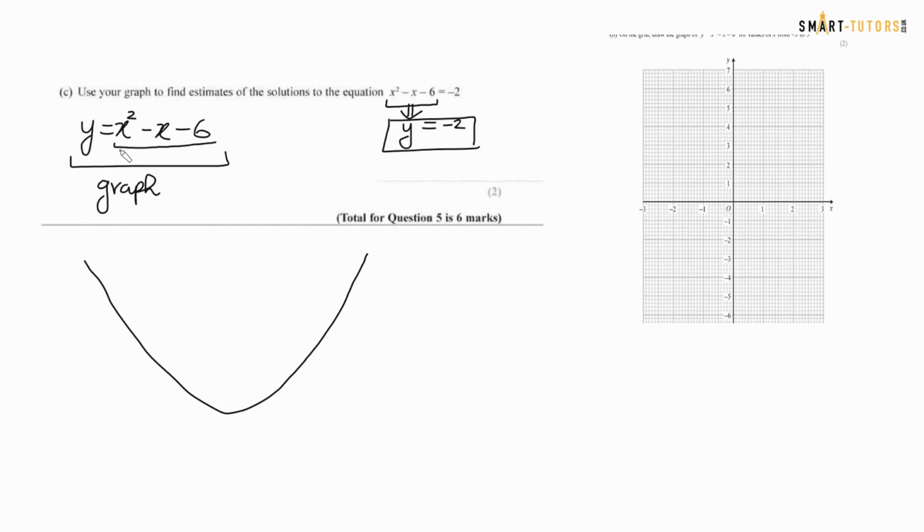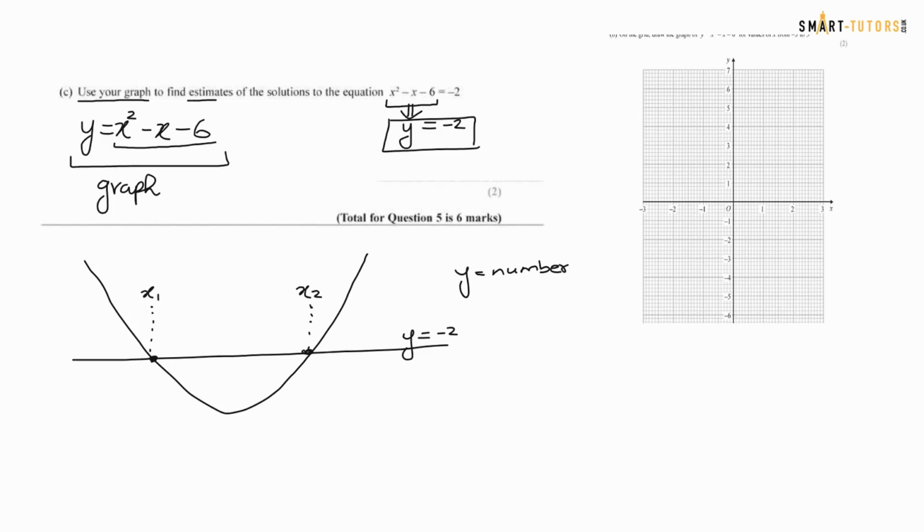So this is a straight line. We need to additionally draw it on the same graph. So y equals minus 2, y equals a number, means it is a horizontal line passing through minus 2. So y equals minus 2 is a line which is going to intersect at 2 points. Those points' x coordinates are going to be my solution.